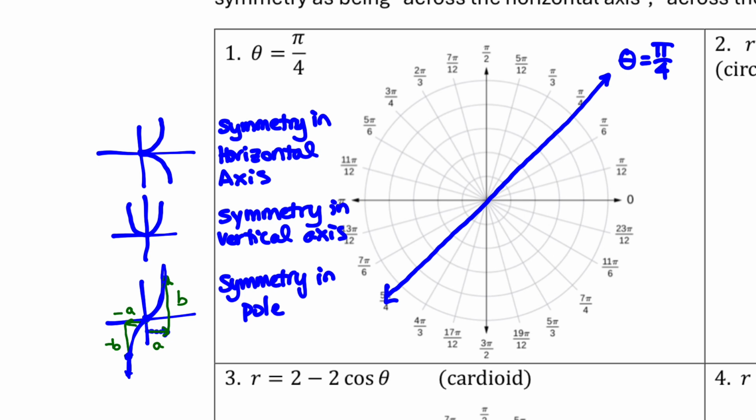Okay? So guys, can you tell me, does this graph right here, theta equals pi over 4, have any symmetry? What do you think, Robert? Around the pole. It is symmetric about the pole. For every x movement and y movement, I have a backwards movement and a down movement. Absolutely. So we would say that this particular graph has symmetry in the pole. Very nice. And any questions?